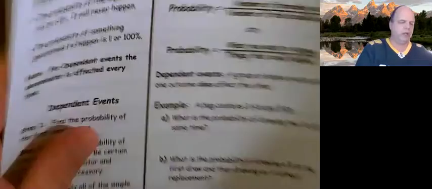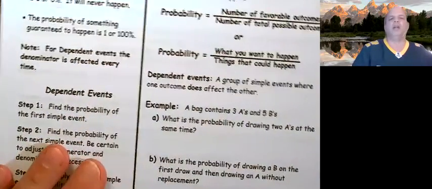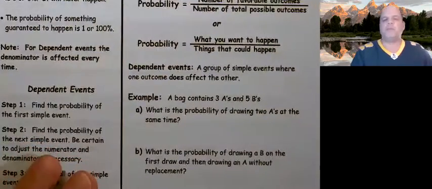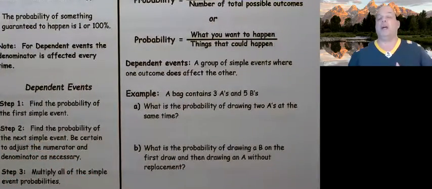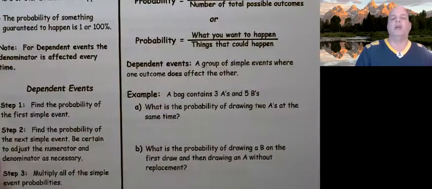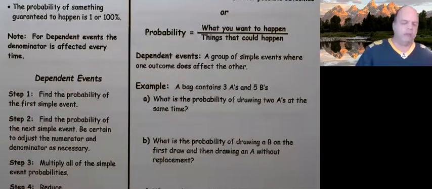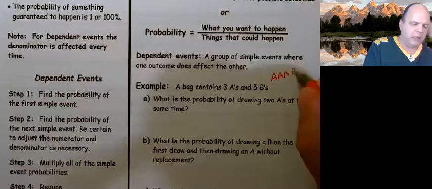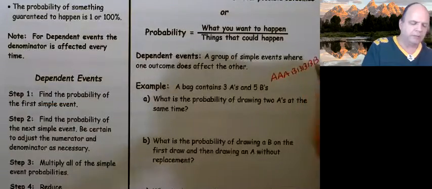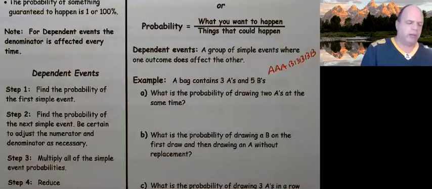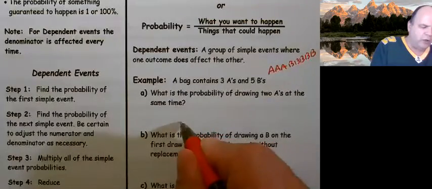All right, so here we have what are known as dependent events. Well, this is actually a little bit tricky. Yes, one event impacts the other, but you're going to watch what happens and see that we can still multiply under certain conditions, and we'll see what happens here. So a bag contains 3 A's and 5 B's. So we have A, A, A, B, B, B, B, B. What's the probability of drawing 2 A's at the same time? So first off, we know we need 2 blanks.